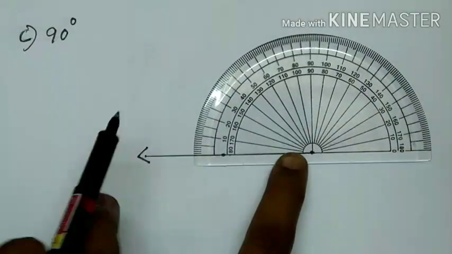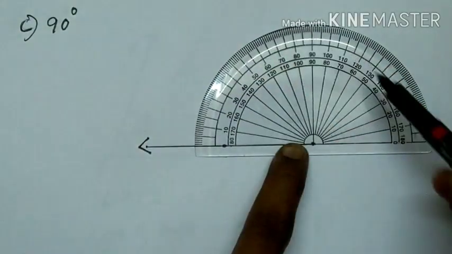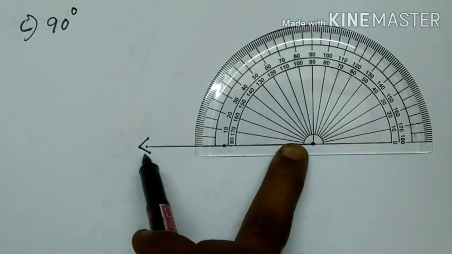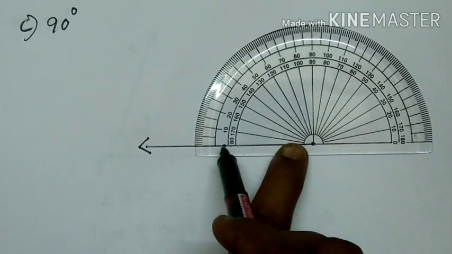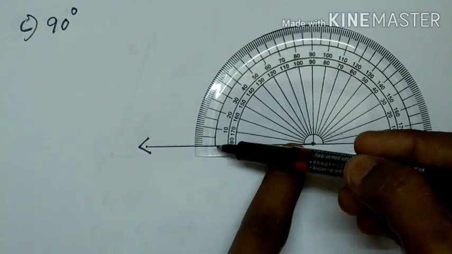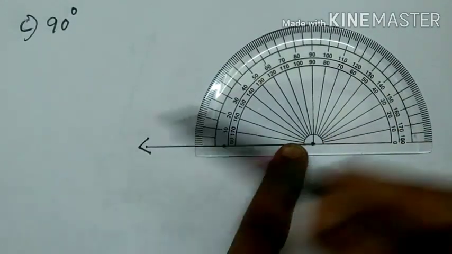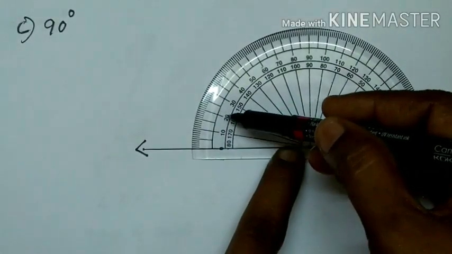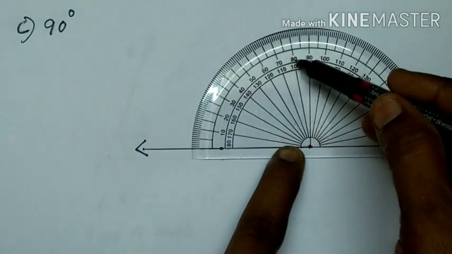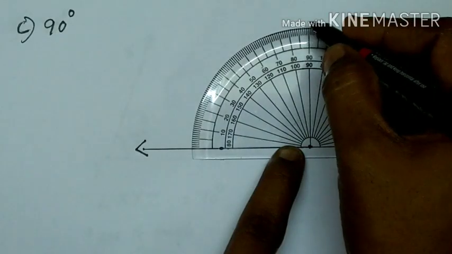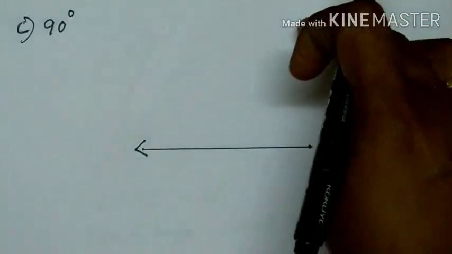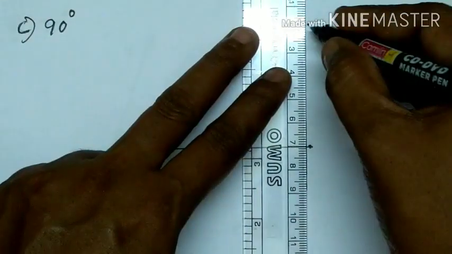See, listen, here on the left side arrow mark we can use the outer scale. This is the outer scale. So where is the arrow mark? That place we have to use 0. Okay, we want to draw the 90 degree. So here, starting from here, because the arrow mark is on the left side. So 0, 10, 20, 30, 40, 50, 60, 70, 80 and 90. There we have to put the point. Remove the protractor and joining these two points using a scale.